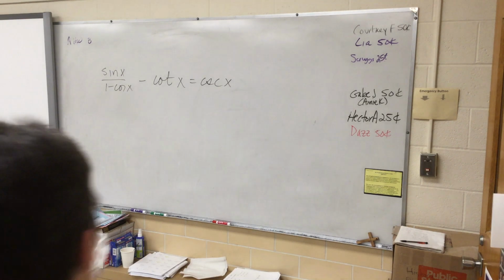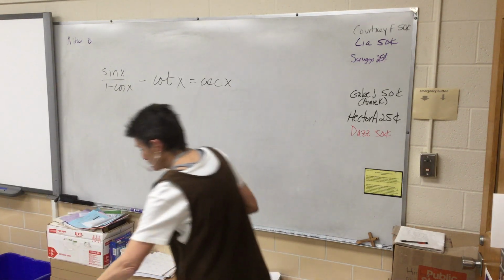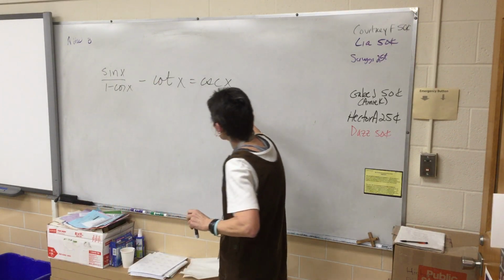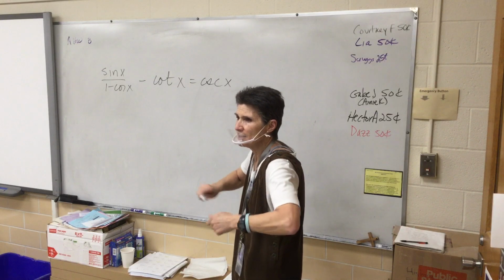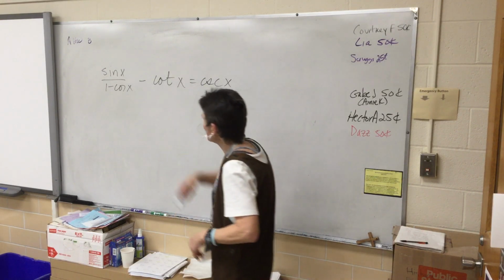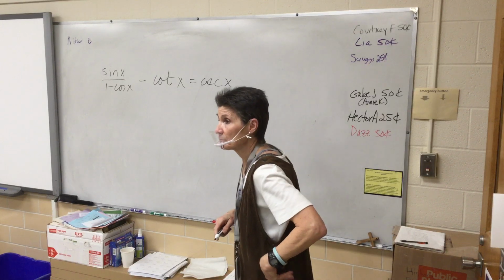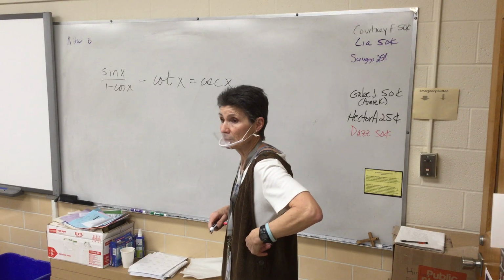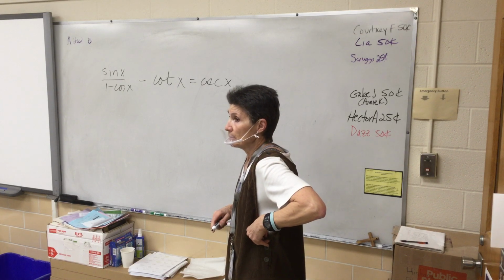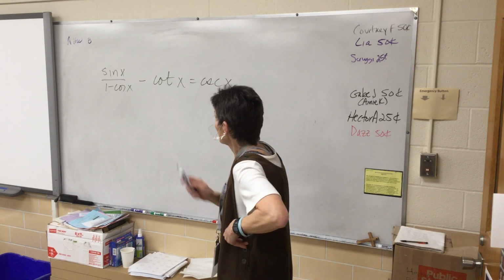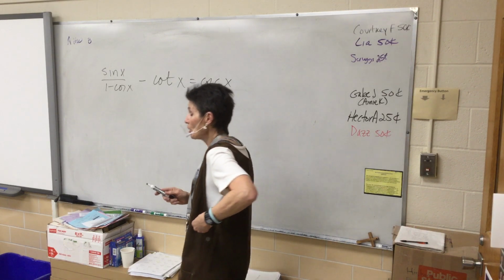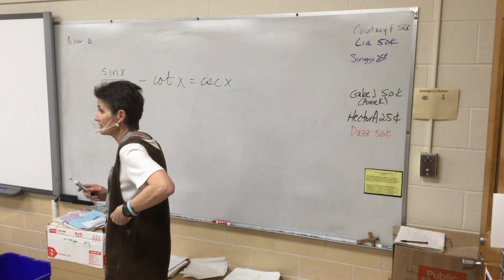Because usually it's easier to reduce all this to this than it is to try to build that up. Does that make sense to you? That we got stuff we can do over here. What can we do over there? What's something we can do? Okay, 1 minus cosine squared is sine squared.